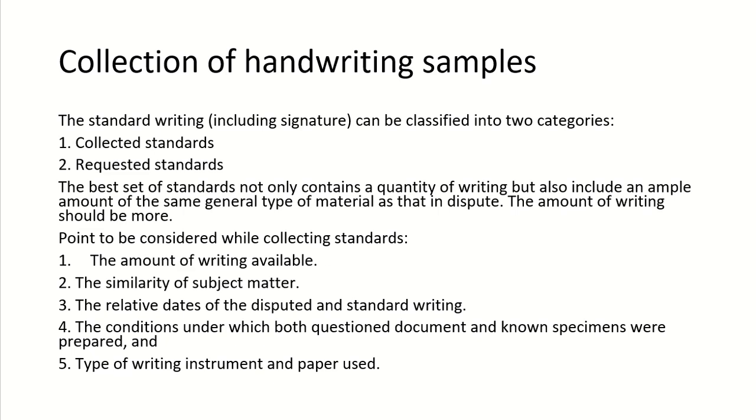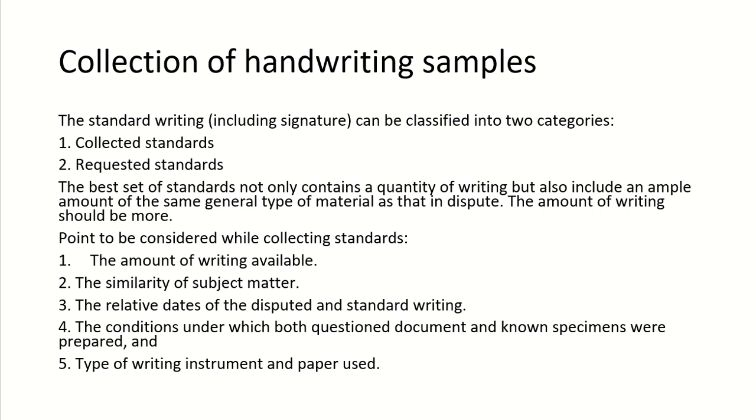Collection of handwriting samples. So the standard writing can be classified into two categories: the collected standards or the requested standards. The collected standards are from the same time frame, the registers or the files in which there are handwriting samples of the suspect. These are collected from the suspect's place. Requested standards are those in which we request the suspect to write a particular amount of sample writing for us.